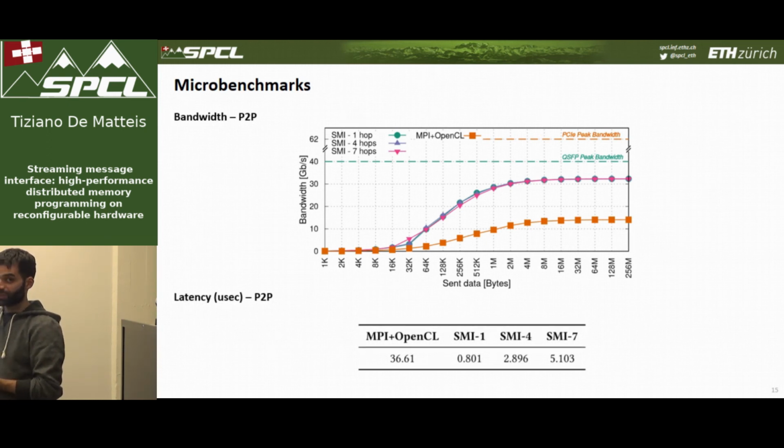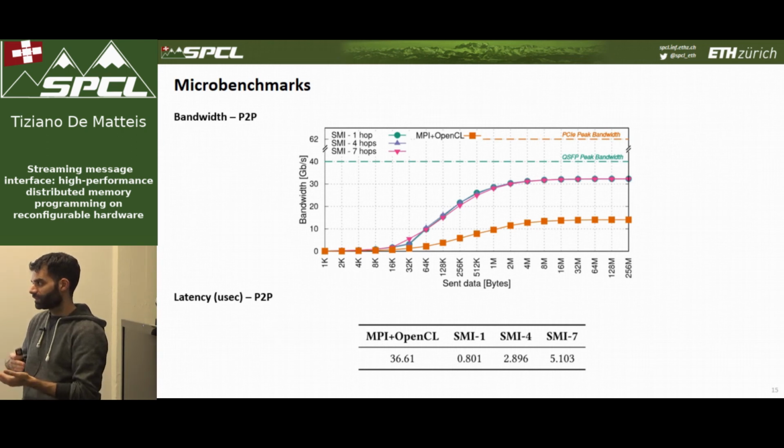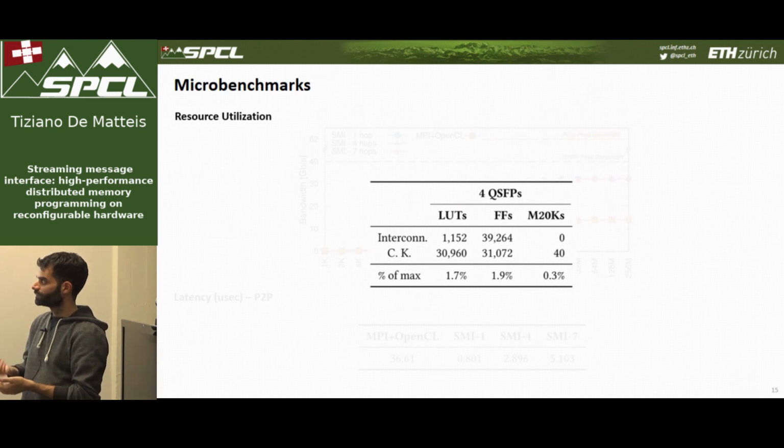In terms of latency, we measured the latency in microseconds, again by varying the hop distance between source and destination rank. So for the host-based implementation, we are able to achieve around 36 microseconds, while the latency of SMI is usually one order of magnitude smaller, and clearly in this case the latency increases as we increase the network distance. In terms of resource utilization, for implementing the required SMI infrastructure, we are usually below 2% of the resource usage of the entire chip.